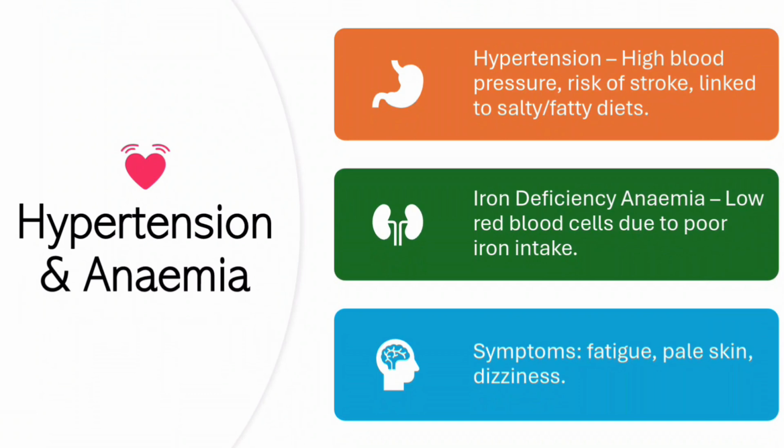Now, hypertension is otherwise called high blood pressure, right? This is where the blood pressure rises above normal levels and remains constantly high. Now, a risk may be stroke. It is also linked with salty food and if you consume fatty diets. As it relates to iron deficiency anemia, there are low red blood cells due to poor iron intake. Symptoms may include fatigue, pale skin, or even dizziness.